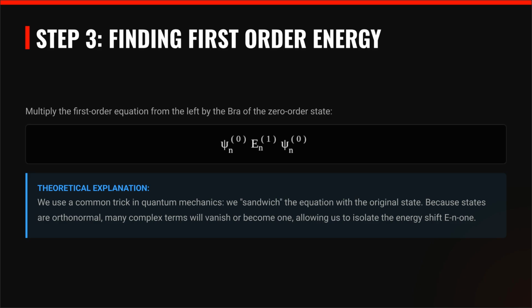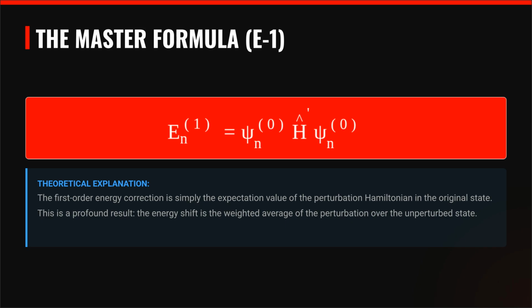Step 3 is finding the first-order energy. We multiply the first-order equation by the bra of the zero-order state. This sandwiching trick uses orthonormality to simplify the equation, isolating the energy shift En1. This reveals the master formula for the first-order energy correction, E1. It is simply the expectation value of the perturbation Hamiltonian H prime in the original unperturbed state.